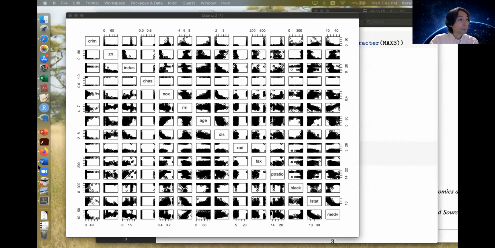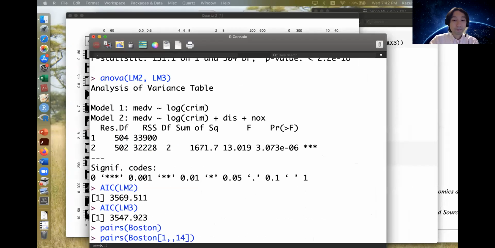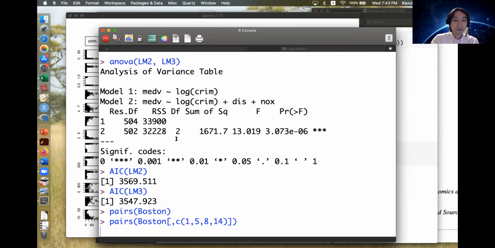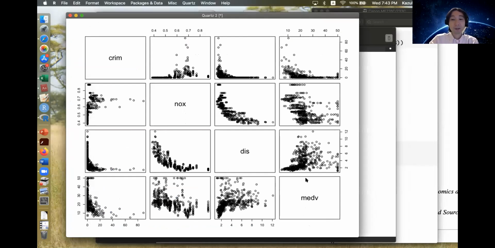So if we only pick up the first column, the 5th, 8th, and 14th columns, you can see scatter plots of median house value and distance from city center, NOx, and the crime rate. Previously we have seen this graph and this graph and this graph. We have a negative relationship, a positive relationship, and so on.